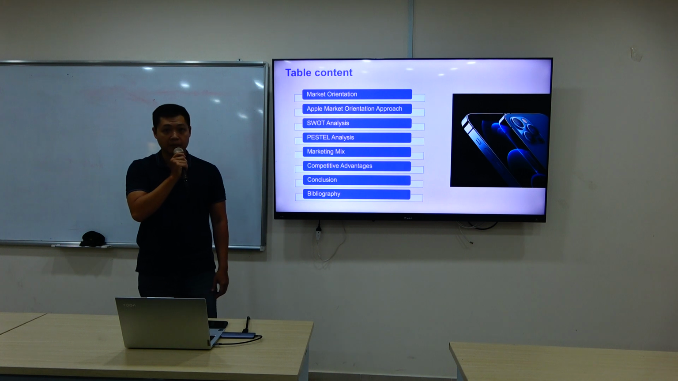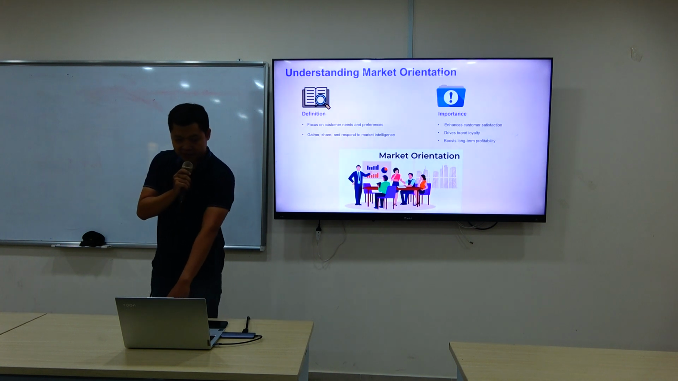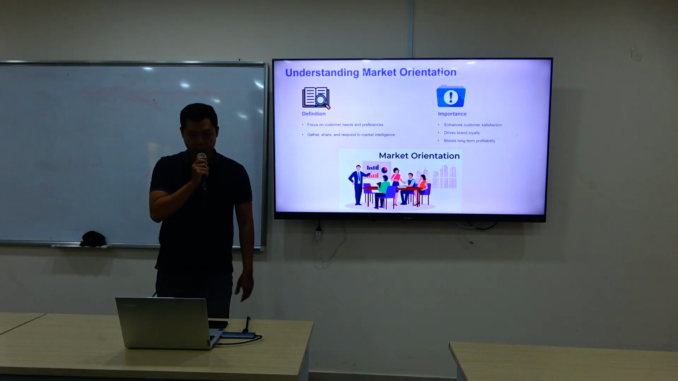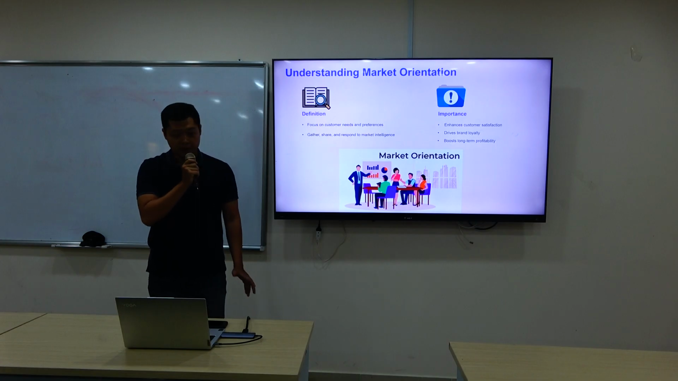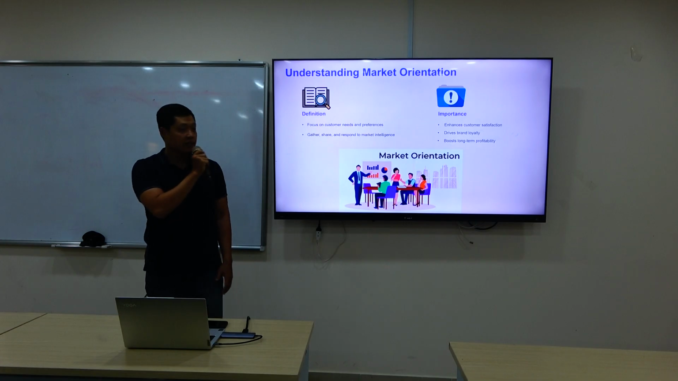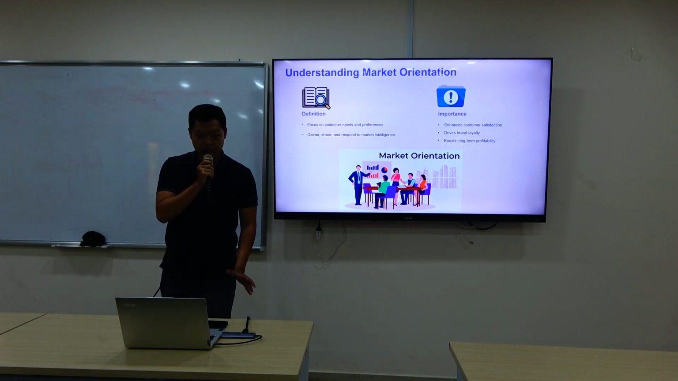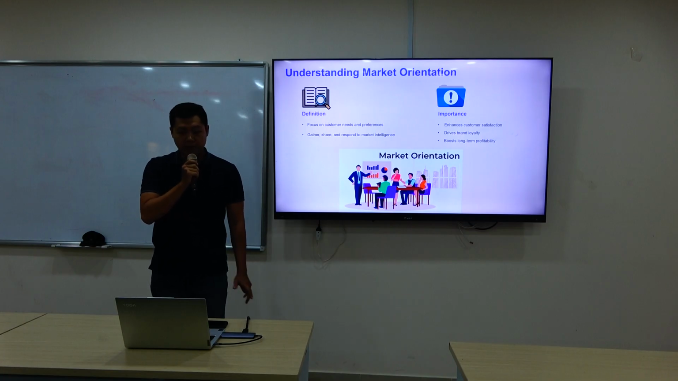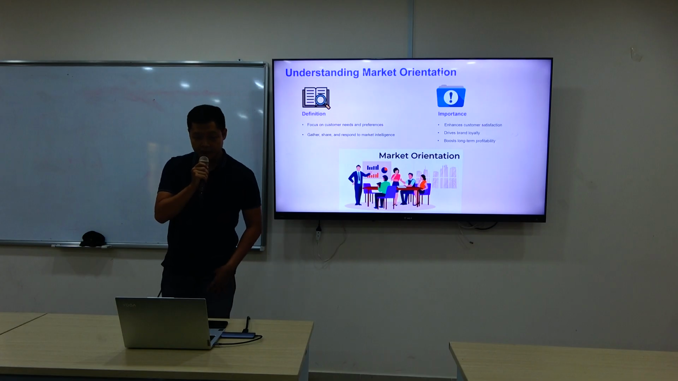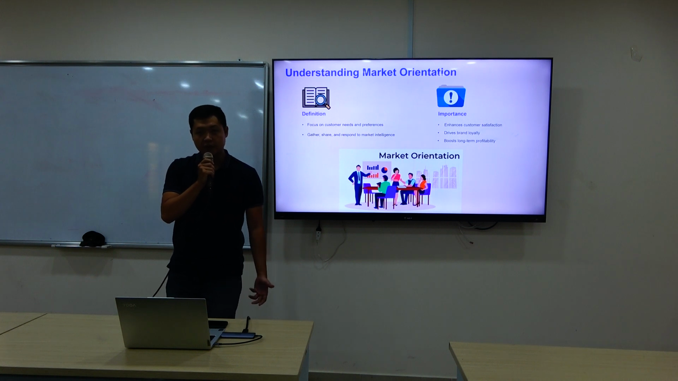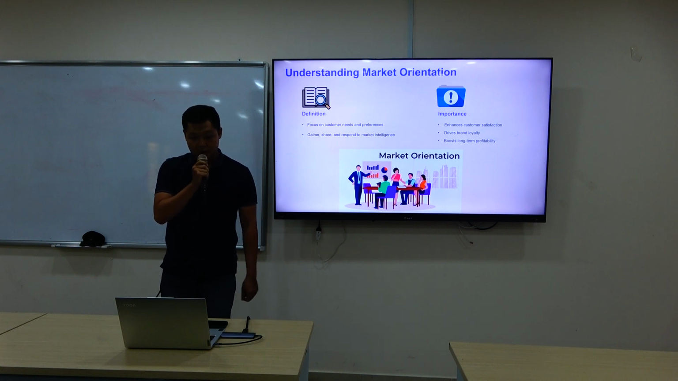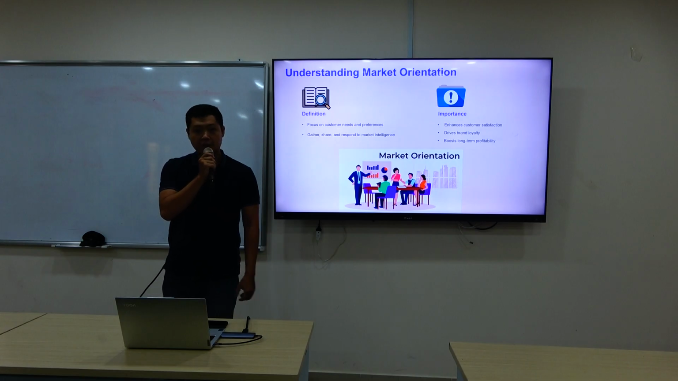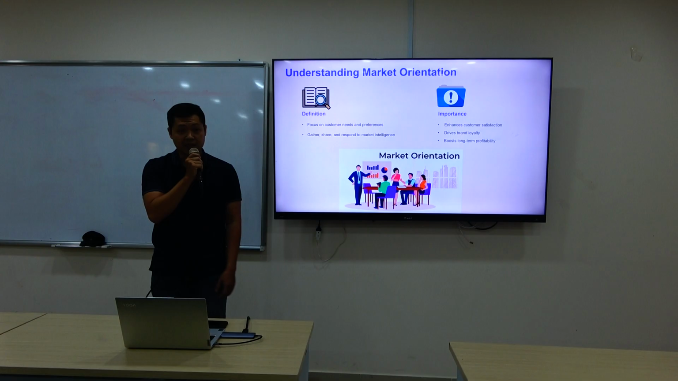Evolution and bibliography. So firstly, we move to understanding market orientation. Market orientation is focused on customer needs and preferences, and it's important for gathering market intelligence. Market orientation is so important for the company to enhance customer satisfaction, foster brand loyalty, and also drive long-term profitability.